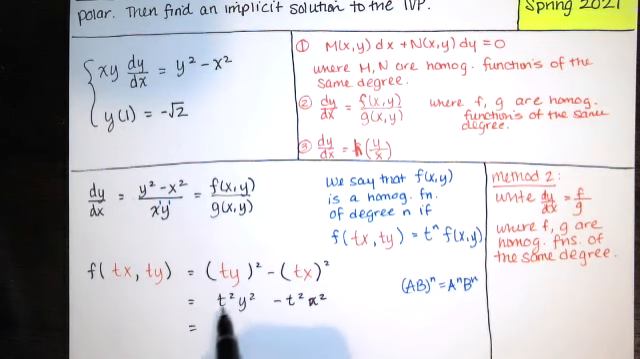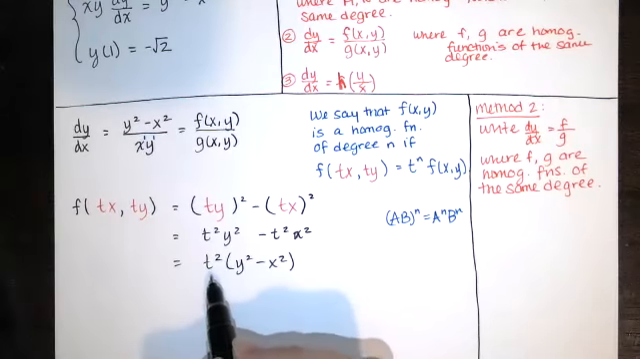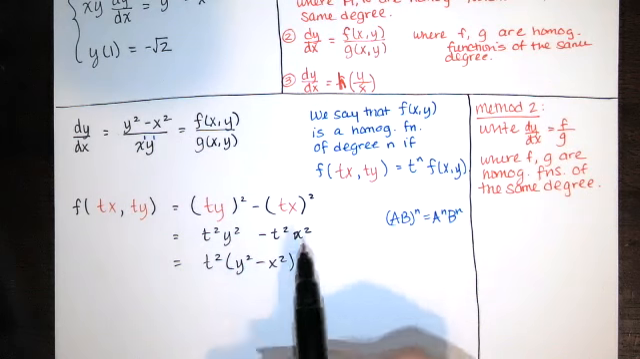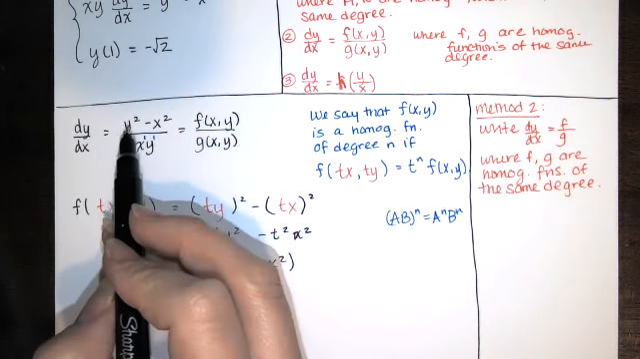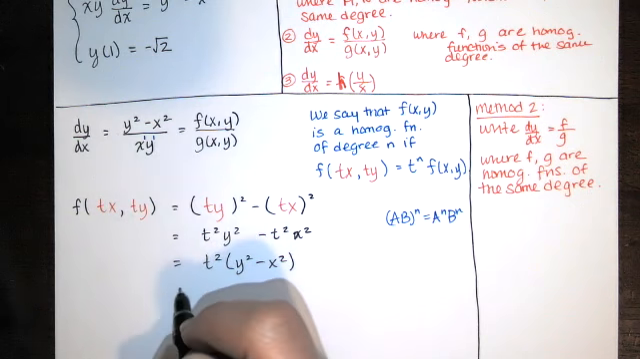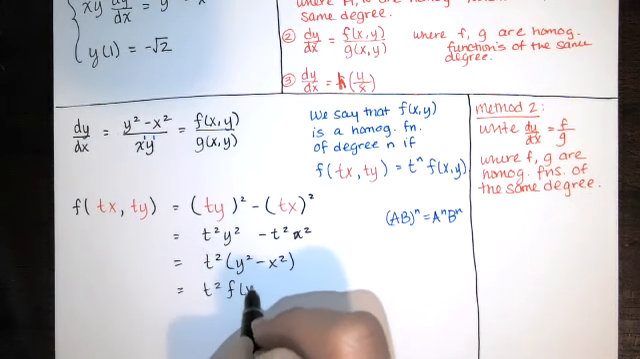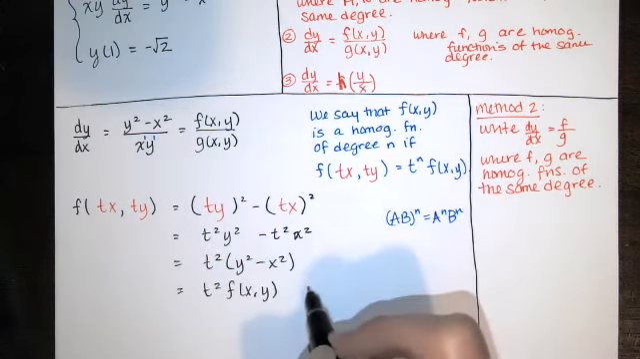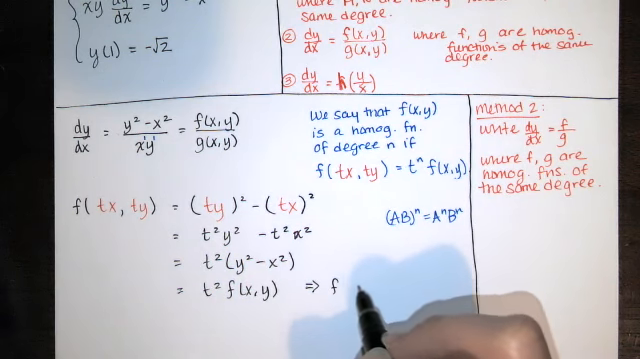And then if you look at this term and this term, they have a t squared in common. So that's t squared times y squared minus x squared, and y squared minus x squared is f. So this is t squared times the original function f of x, y. So that means that f is a homogeneous function of degree 2.